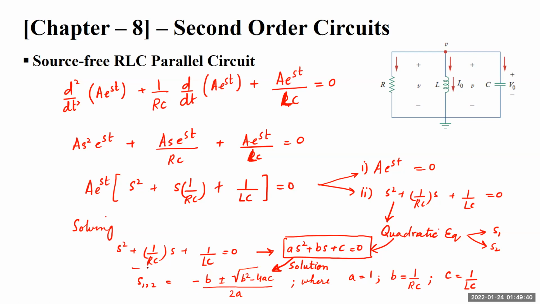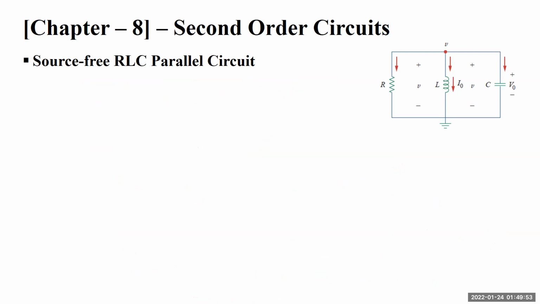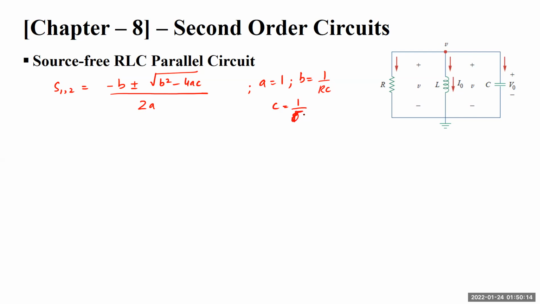And this is basically the solution for our differential quadratic equation. So with the help of this, we can see that s1,2 equals minus b plus minus the root of b square minus 4ac over 2a. We have a equals 1, b equals 1 by RC, and c equals 1 by LC. So these are our three values.